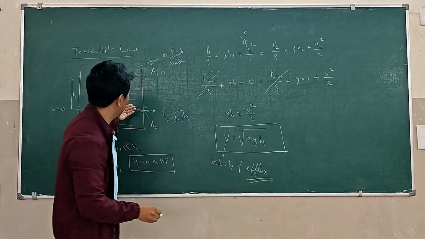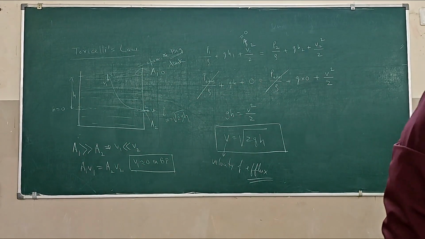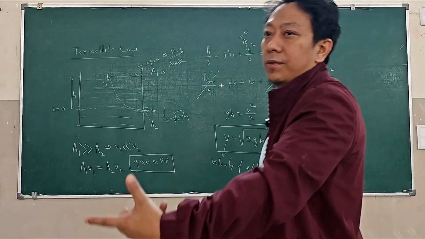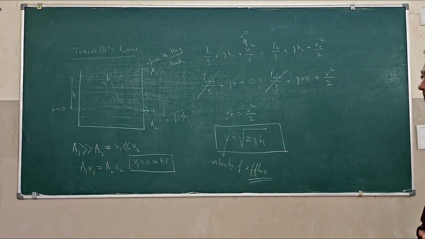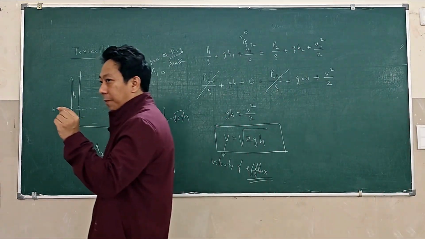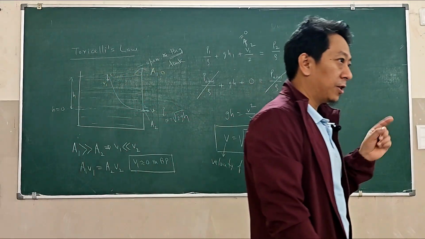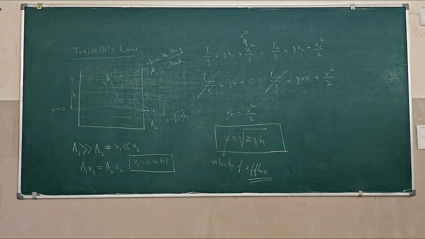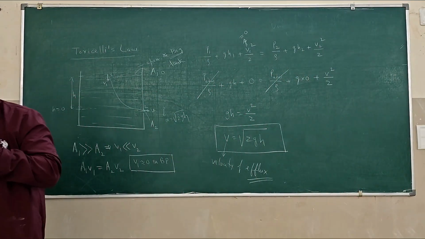This water coming out from here is the flux of water, the outward flow. Flux means outward flow. But you should just remember that when water is kept in a tank and a hole is made, the speed with which water comes out is square root of 2gh. What is h here? Very important to understand.